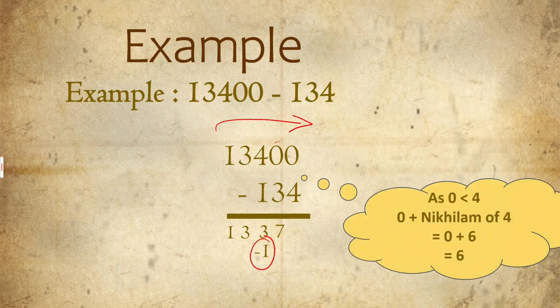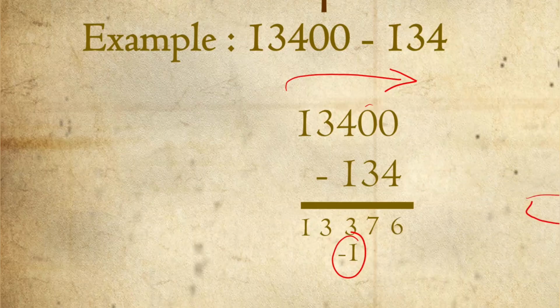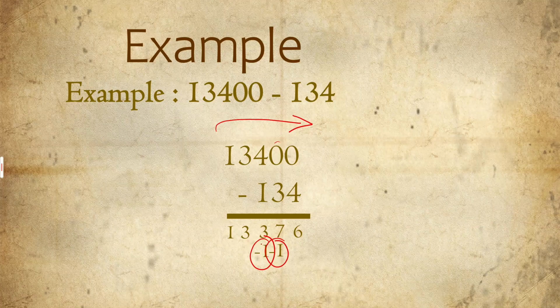That is very important. Moving on next, as 0 is smaller than 4, we're going to be following the Nikhilam subtraction rule. 0 plus Nikhilam of 4. Nikhilam of 4 is 6. 0 plus 6 is 6. And let us not forget to put the minus 1 down. Right? I kind of went a bit fast with this because I have already explained this in the previous video of subtraction, which you can go check out if you didn't understand it now. We're going to be doing the final calculations with the minus ones wherever they were placed. It's going to become 13,266.